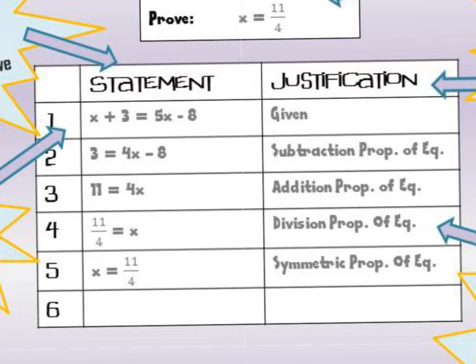And then you'll notice our statement up here says x equals 11 over 4, and we have 11 over 4 equals x. So then we would need to reverse it and say x equals 11 over 4. In our final statement, it needs to match exactly what you want to prove, and that is the symmetric property of equality. So very basic two-column proof there. You actually did this last year in Algebra 1, and so we're just practicing it today.